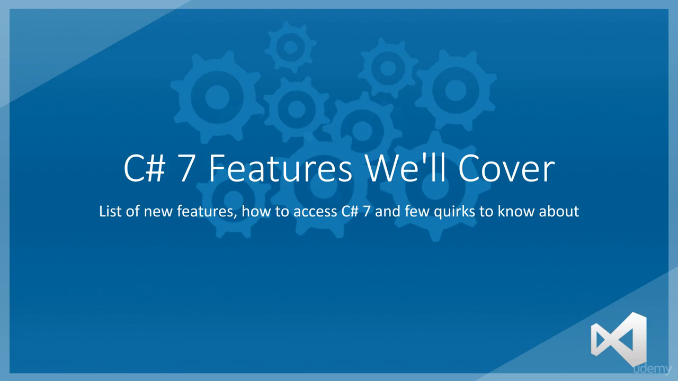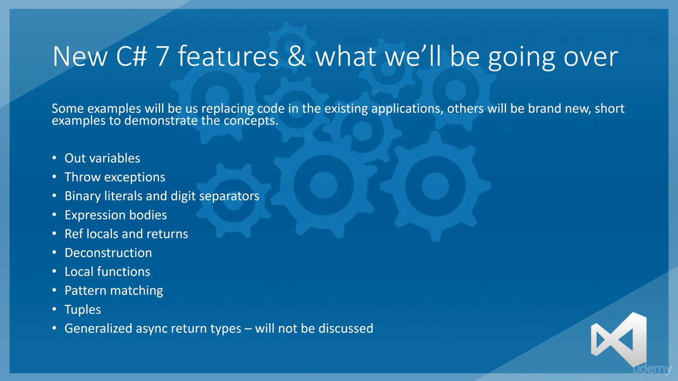In this video, we'll be going over the list of new features in C# 7 and the ones that we will be going over, and how to access C# 7 and a few quirks to know about when working with Visual Studio Community 2017, or any type of edition of Visual Studio 2017, and when working with C# 7. So with that said, these are the new features.